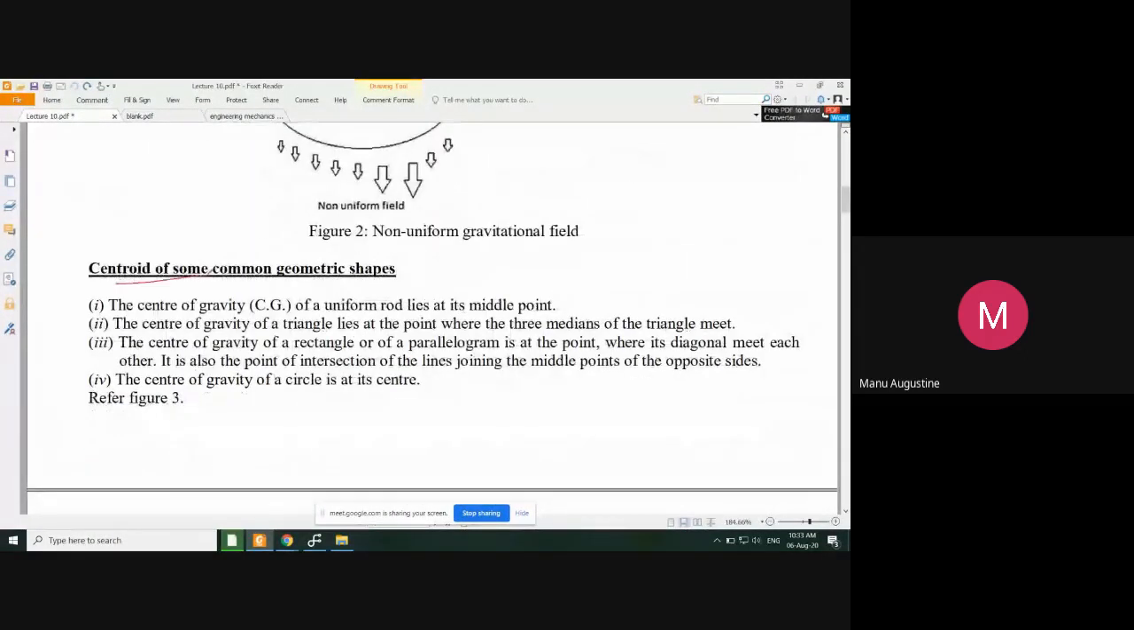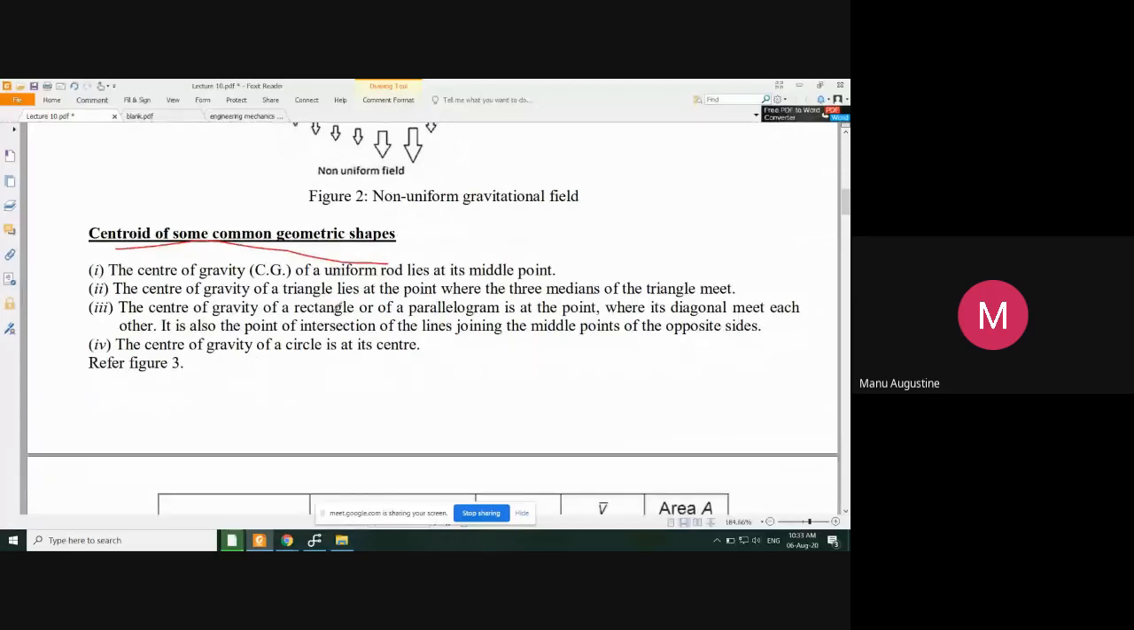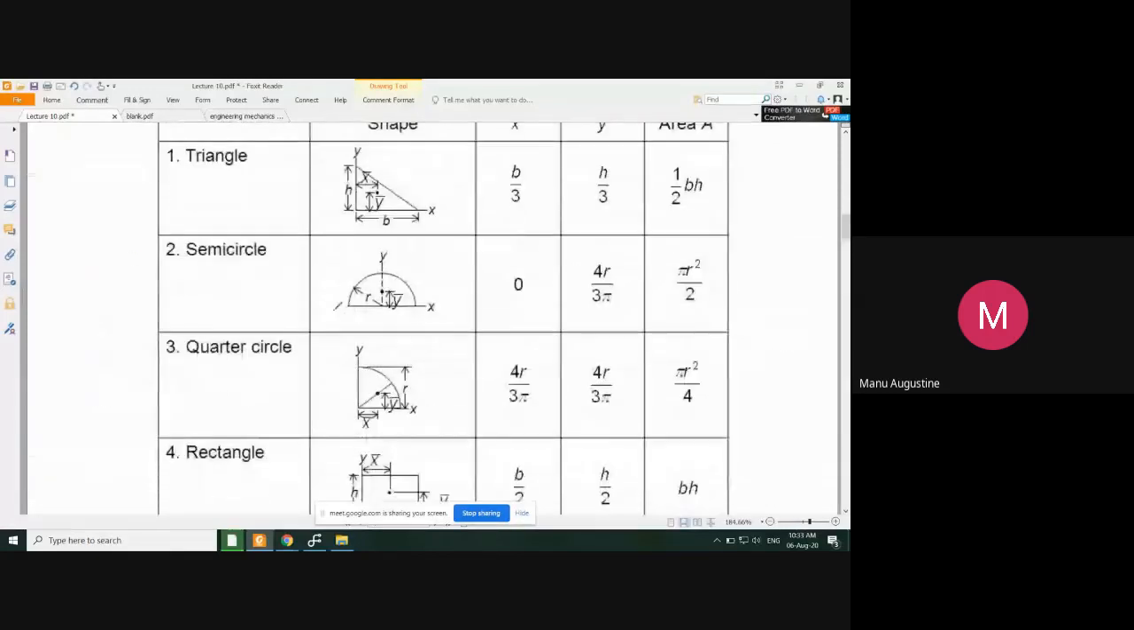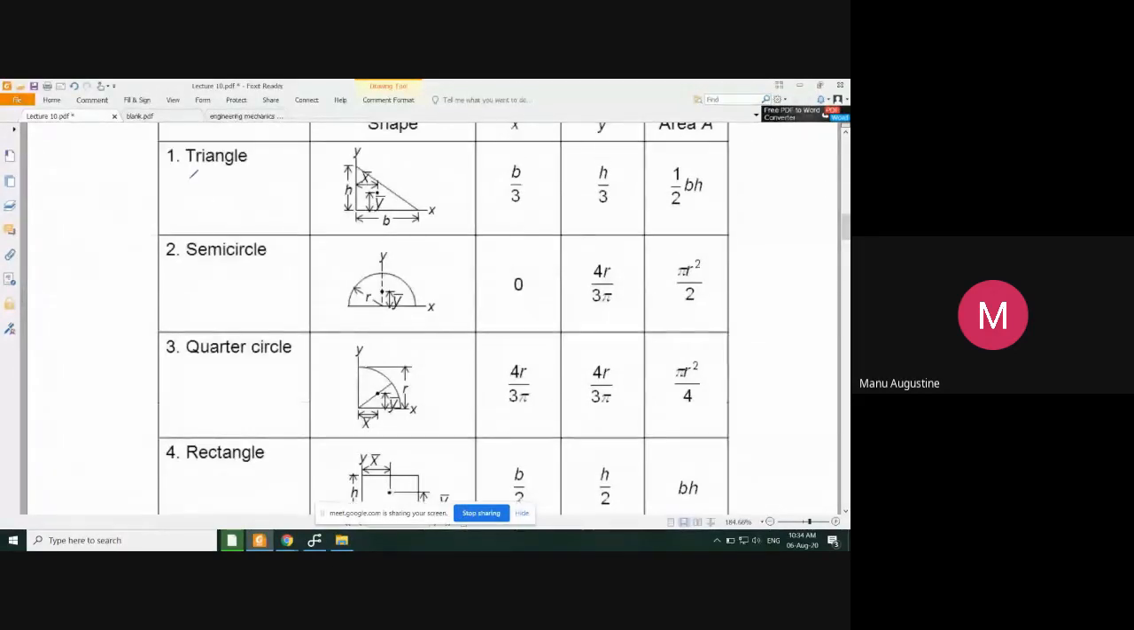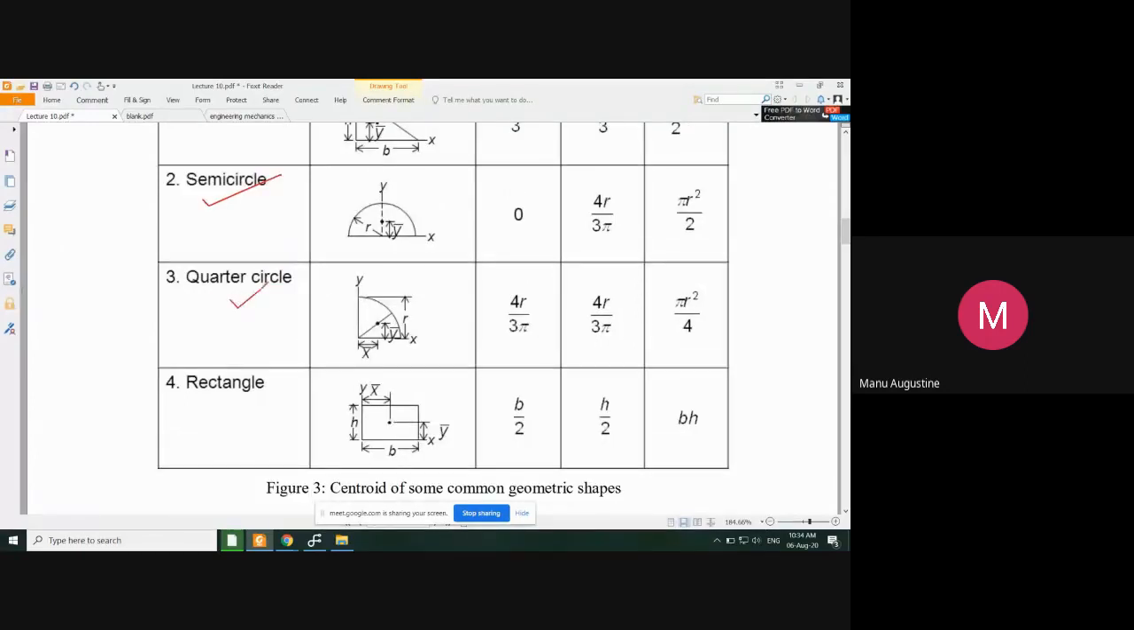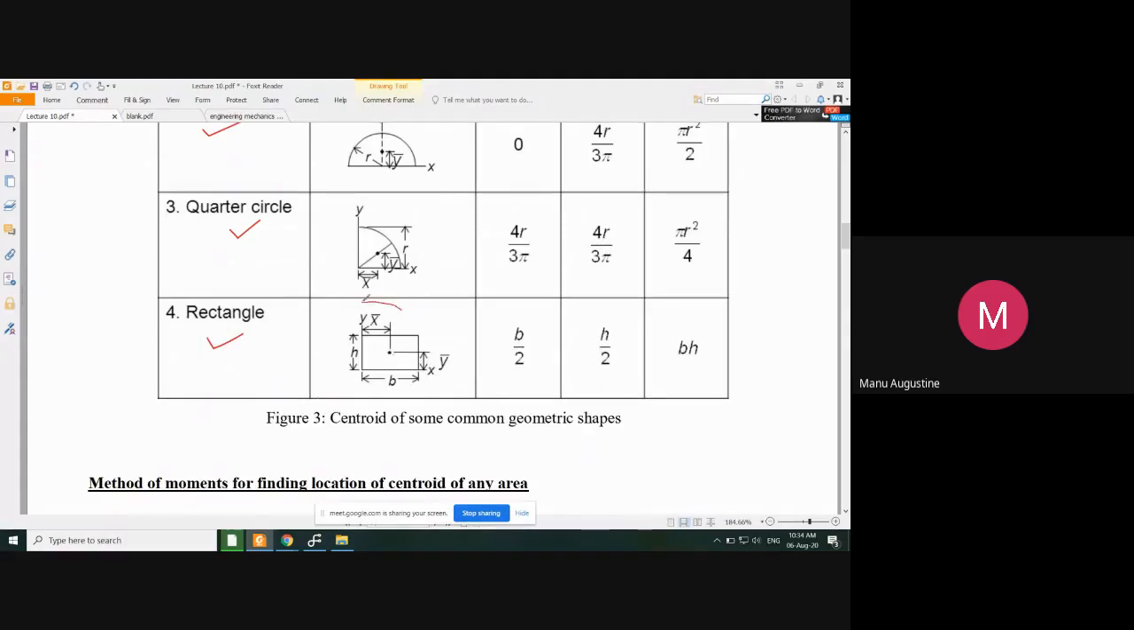Centroid of some common geometric shapes जो आपको याद रखनी है. I have given a table of centroids of some common shapes. These shapes are a minimum requirement for you to remember by heart. किन किन के हैं? ट्राइंगल का सेंट्रॉइड पता होना चाहिए, सेमी सर्कल का पता होना चाहिए, क्वार्टर सर्कल का पता होना चाहिए और रेक्टेंगल का पता होना चाहिए. ठीक है, let us start with the simplest of all, rectangle.